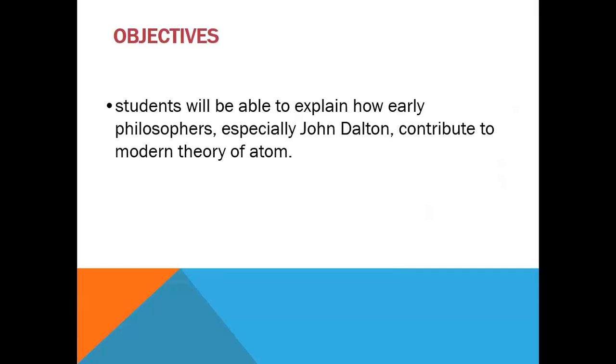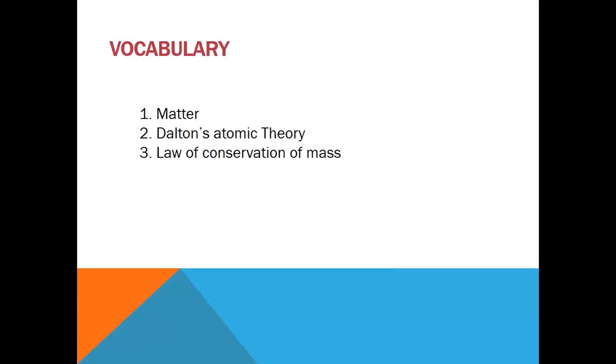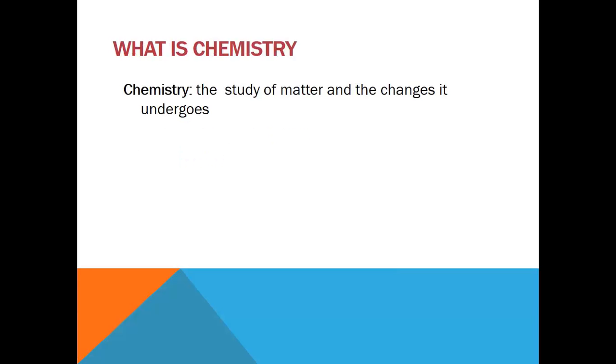So your objective: students will be able to explain how early philosophers, especially John Dalton, contributed to the modern theory of atoms. And students will know how the law of conservation of mass contributed to Dalton's atomic theory. The three key vocabulary words for this section are matter, Dalton's atomic theory, and law of conservation of mass. Your vocabulary words should be bolded, underlined, or highlighted. I prefer bolded or highlighted, because on our exams we're going to have a matching column section, so it's easy to find all those words.